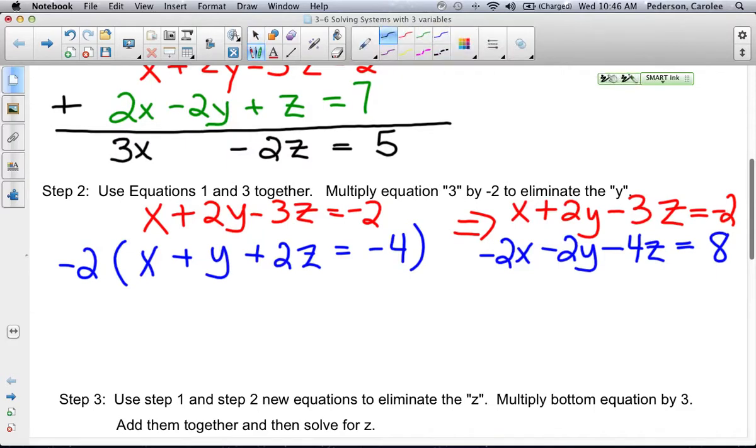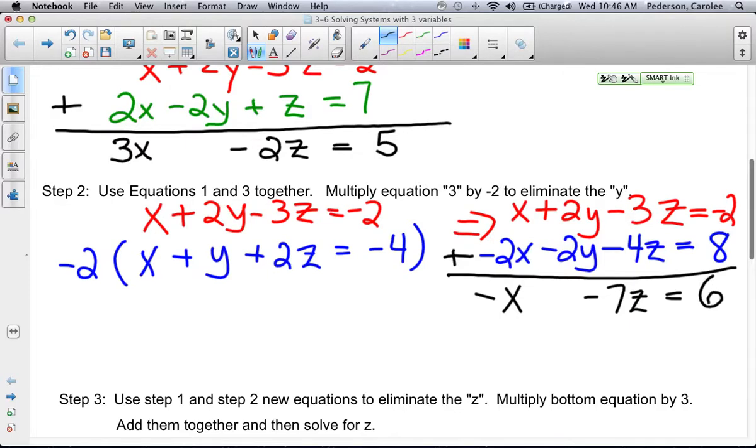Now let's go ahead and eliminate the y term like we did in step 1. So we're going to add these two equations together. So x plus -2x is -x. Then we're going to add 2y and -2y. Well, that cancels out to be 0y. And then -3z plus -4z is -7z. And then -2 plus 8 is 6. Now this is what we're going to work with next.